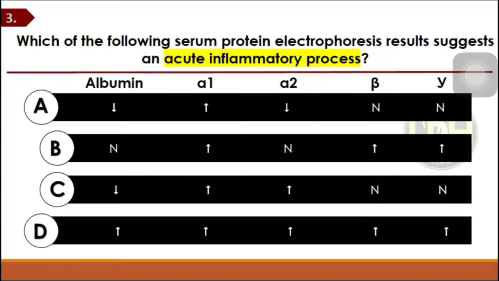Is it letter B, normal albumin, increased alpha-1, normal alpha-2, and increased beta and gamma fractions? Letter C, decreased albumin, increased alpha-1 and alpha-2, and normal beta and gamma fractions. And letter D, increased albumin, increased alpha-1 and alpha-2, and beta and gamma fractions. What is your correct answer? Number 3, we have letter C po.